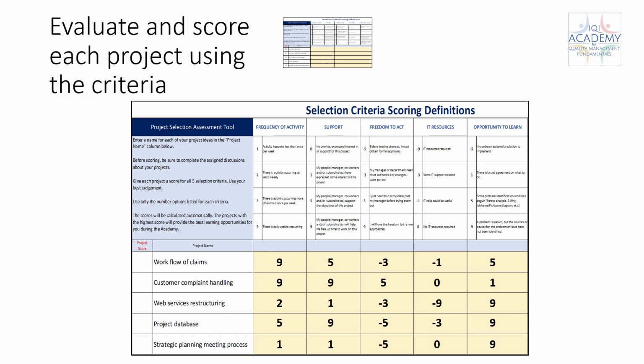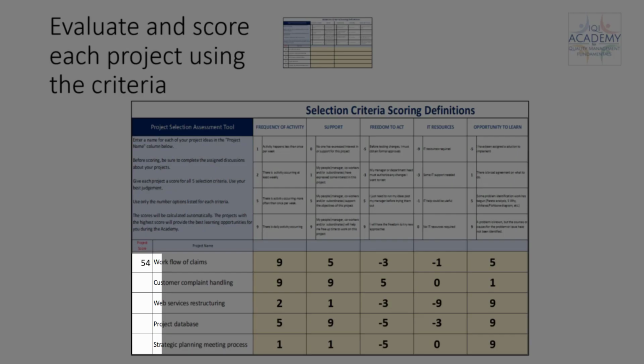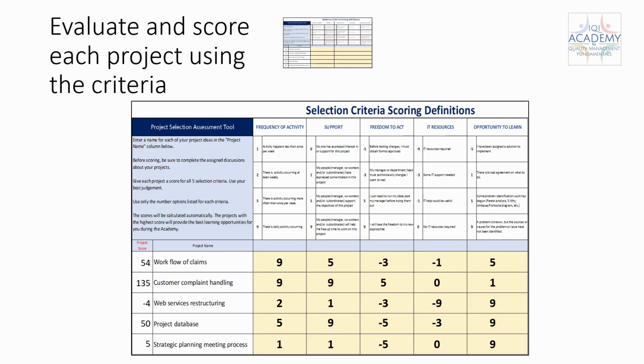The worksheet calculates each project's total score automatically. More weight or emphasis is placed on the frequency of activity criteria than on the other criteria because it is helpful to be able to answer the question, what is a test I can run and learn from this week, today, in the next hour?